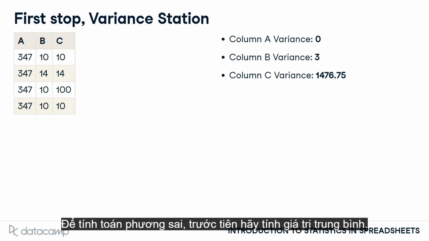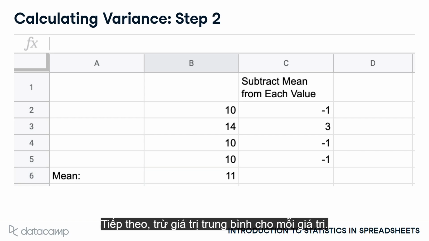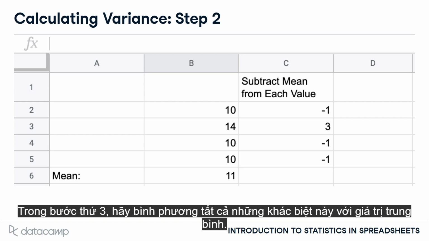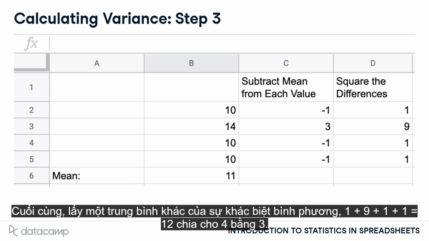To calculate variance, first calculate the mean. 10, 14, 10, and 10 divided by 4 equals 11. Next, subtract the mean from each value. For the first, third, and fourth values, 10 minus 11 is negative 1. For the second value, 14 minus 11 leaves 3. Easy, huh? In the third step, square all these differences from the average. Negative 1 squares to 1, and 3 squared equals 9. Finally, take another average of the squared differences. 1 plus 9 plus 1 plus 1 equals 12, divided by 4 equals 3.